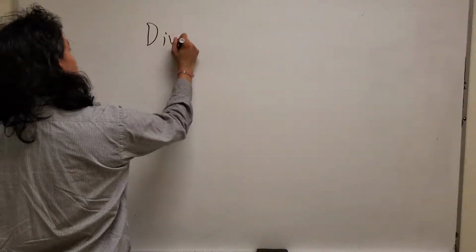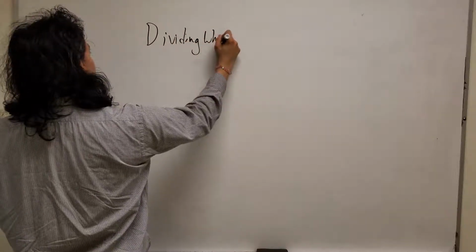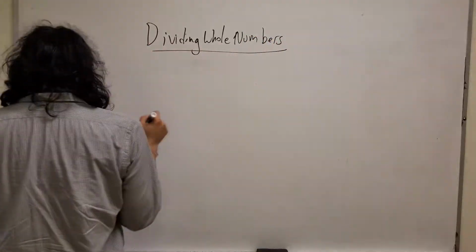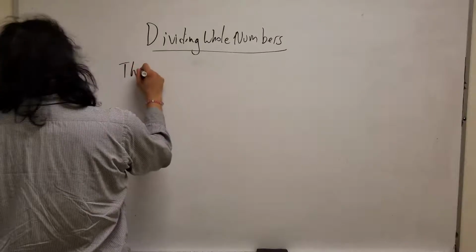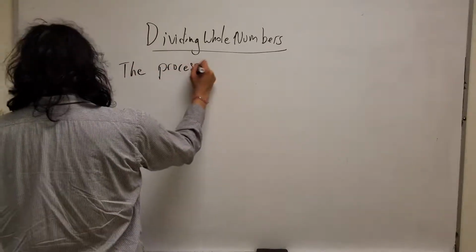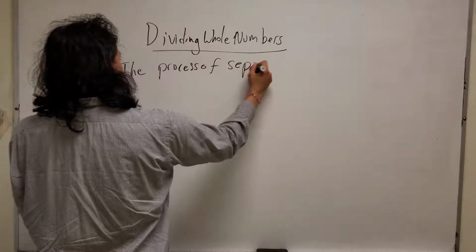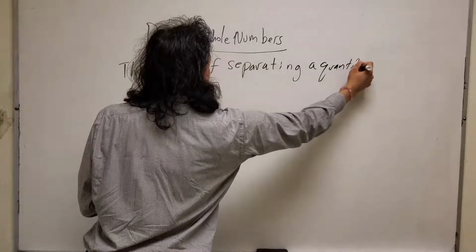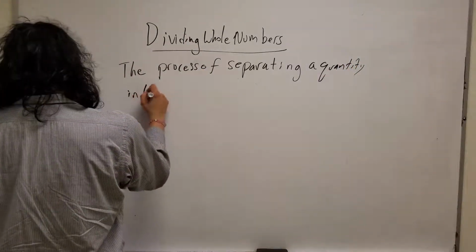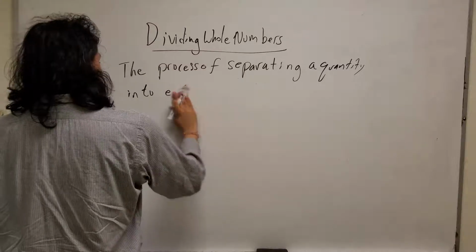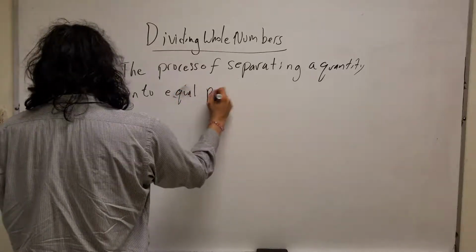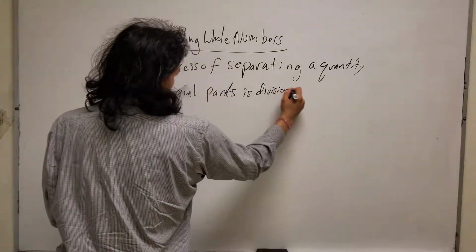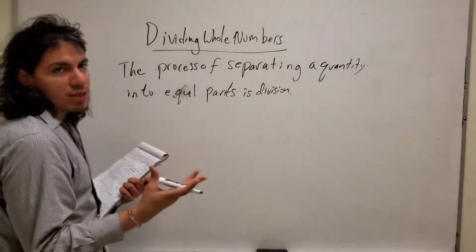So whenever you're dividing whole numbers, it's always the concept of the process of separating a quantity into equal parts. Pretty much, it's just called division. Whenever you're trying to break something into smaller pieces, it's division.